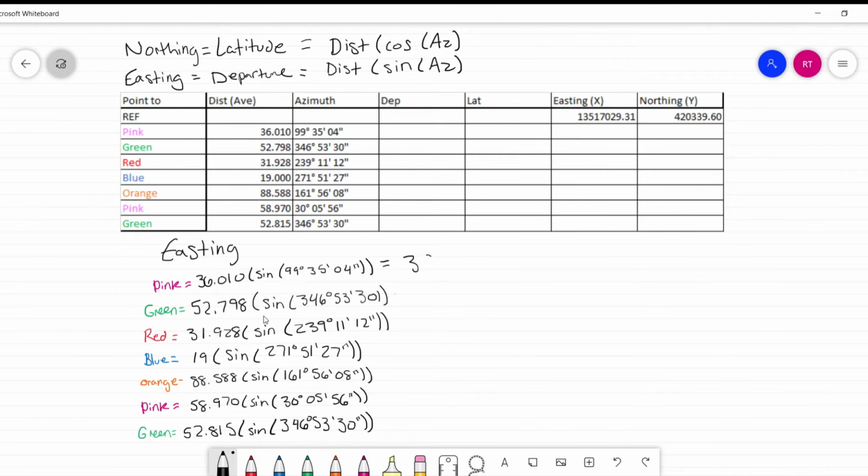For pink, 35.51. For green, we get negative 11.98. For red, we get negative 25.89. For blue, we get negative 18.99. For orange, we get 27.46. For pink, we get 29.57. And for green, we get negative 11.98. Now you might be asking, why is it that green is the same but pink isn't?